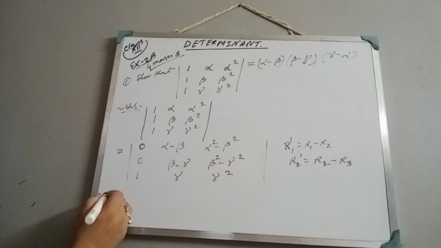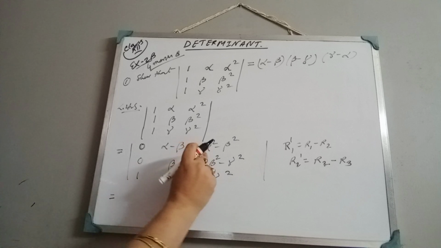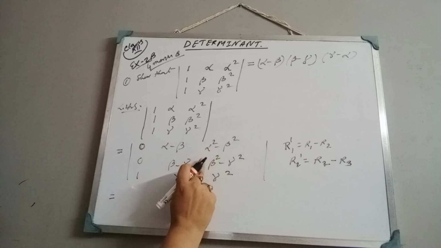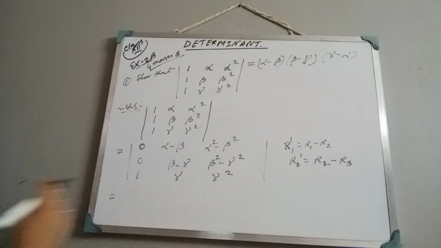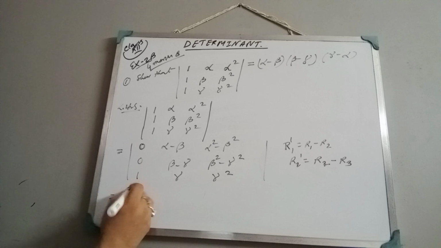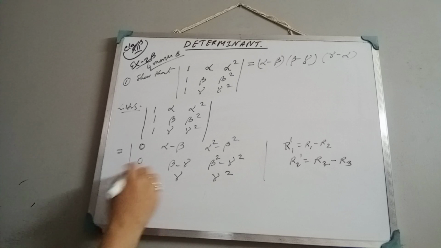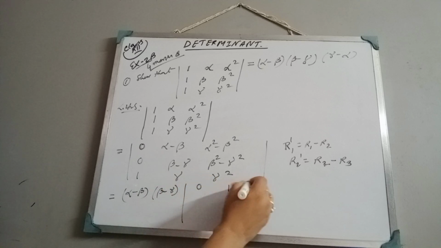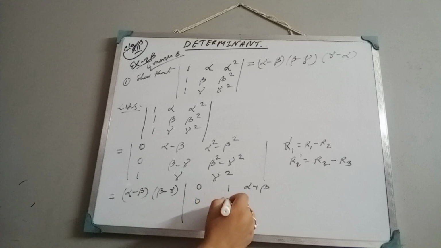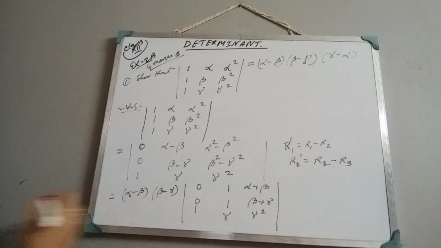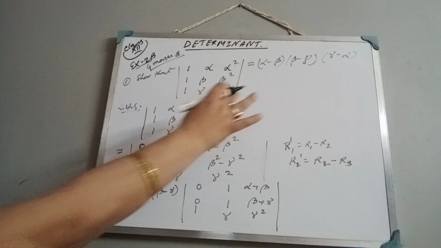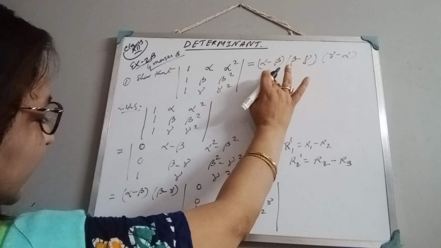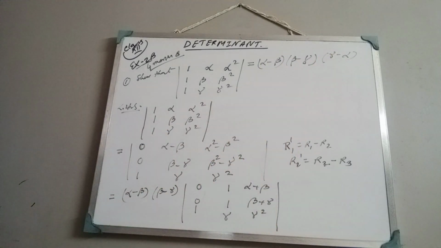Now alpha square minus beta square is alpha plus beta into alpha minus beta, and here also beta plus gamma into beta minus gamma. So we can take common alpha minus beta and beta minus gamma. Then what we will get? Alpha minus beta from the first row and beta minus gamma from the second row. Then we will get 0, 1, alpha plus beta; 0, 1, beta plus gamma; 1, gamma, gamma square. So two factors we have already got, alpha minus beta and beta minus gamma. We have to get gamma minus alpha.